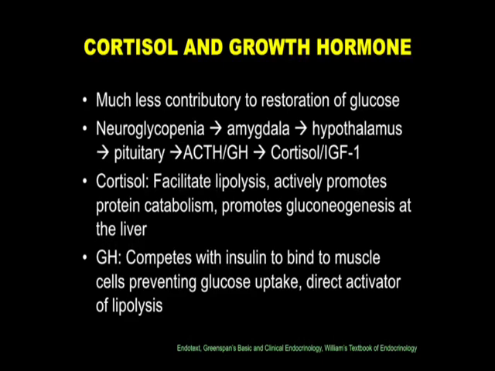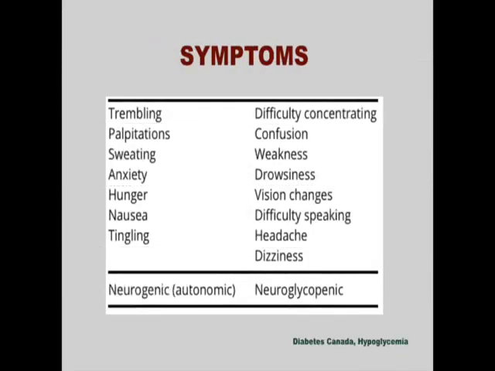Growth hormone competes with insulin to bind to muscle cells, prevents glucose uptake, and is a direct activator of lipolysis. Together, these hormones lead to our symptoms. So our neurogenic or autonomic symptoms are trembling, palpitations, sweating, which is acetylcholine, anxiety, hunger, again, which is acetylcholine, nausea, and tingling. These symptoms all tell the patient, I need to get glucose into the body.